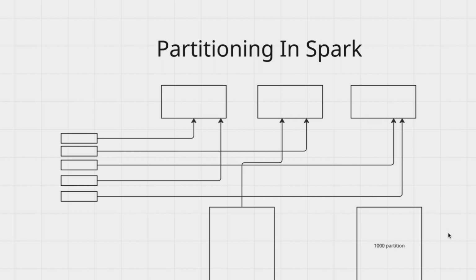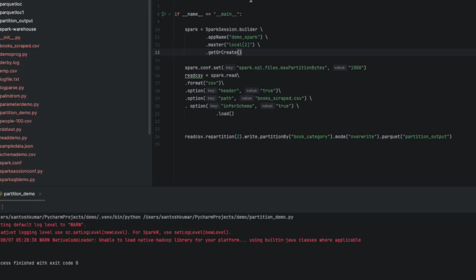Now with an example, we'll understand what the output of partition is when we apply partition on any file. So what is the output of it? I have written a simple program in which I'm reading a CSV file. I'll just comment this one out, we don't need this kind of configuration now. So I'm just reading a CSV file.